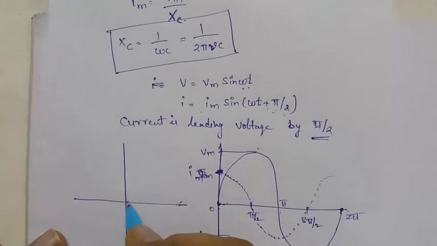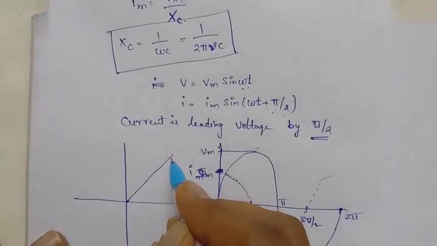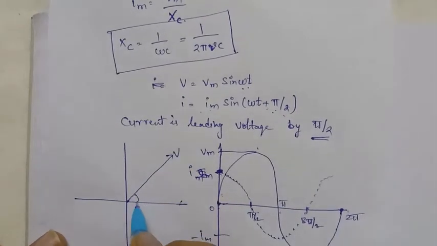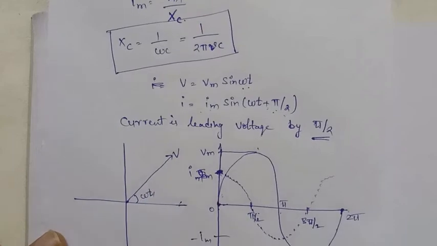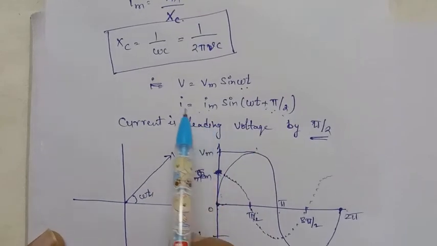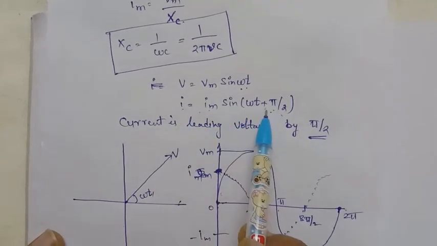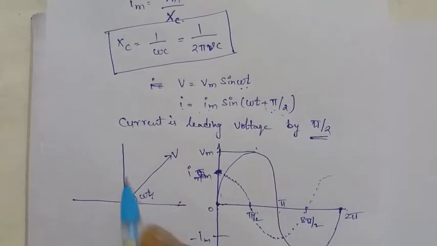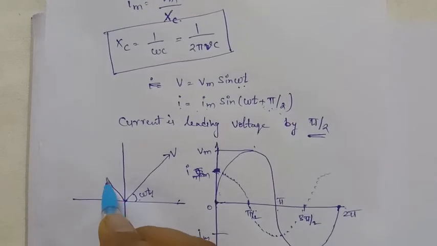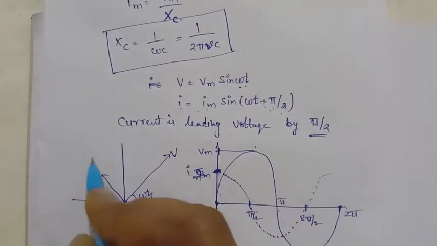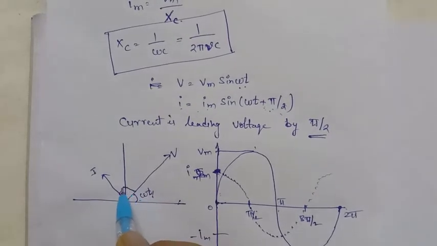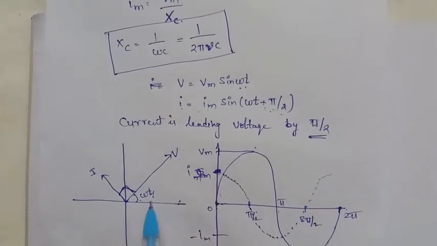So at any instant of time, the phasor of the voltage is V, which makes an angle omega t1. But the phasor of the current is leading by pi by 2, that means omega t plus pi by 2. This current phasor is leading by pi by 2, so omega t1 plus pi by 2.